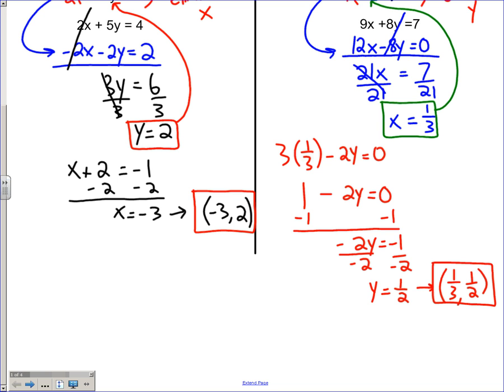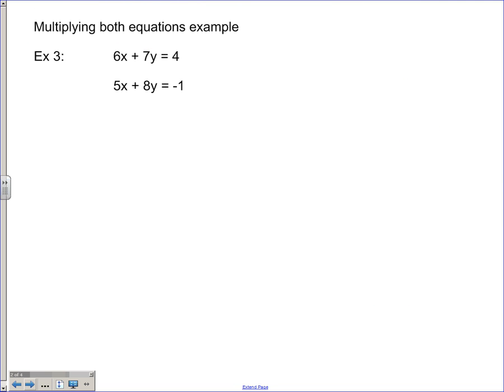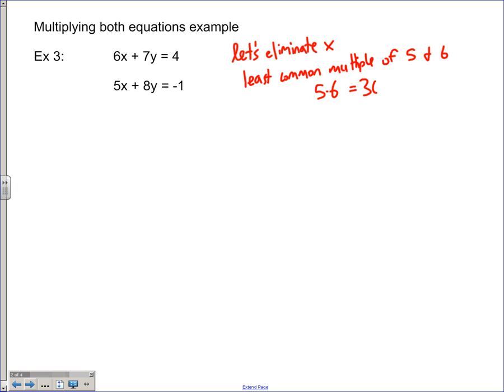In both of these examples, we've had to only multiply one of our equations by a number. You can see in this next example, there's no direct multiples between x's and y's. So it turns out we're going to actually multiply both equations by a number. So I'm going to decide to eliminate x. And in order to do that, we're going to look at what the least common multiple of 5 and 6 is. In this case, it's just 5 times 6. They don't share any factors, so it's equal to 30.